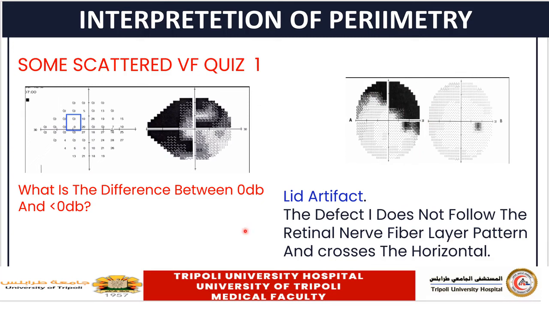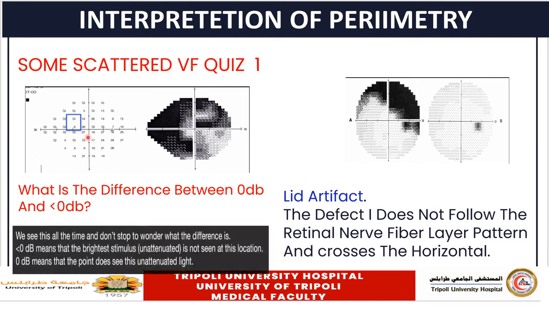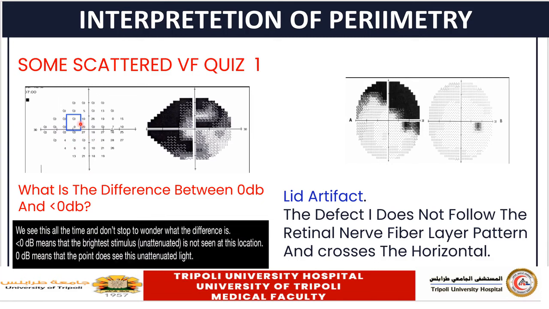And in this example, you can see in the numerical plot there are some values of 0 decibels and some values less than 0 decibels. I have explained this before: a 0 decibel indicates that with maximum intensity, without any attenuation, the patient can see that light. However, less than 0 decibel indicates that the patient is not able to see even the maximum stimulus from that machine.